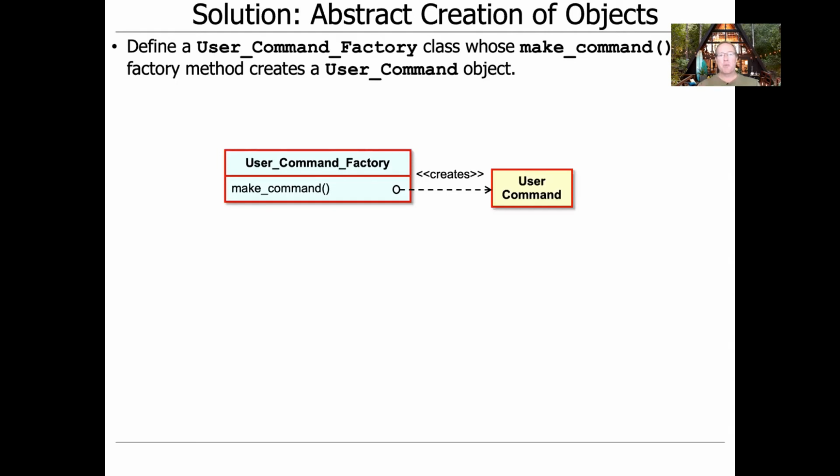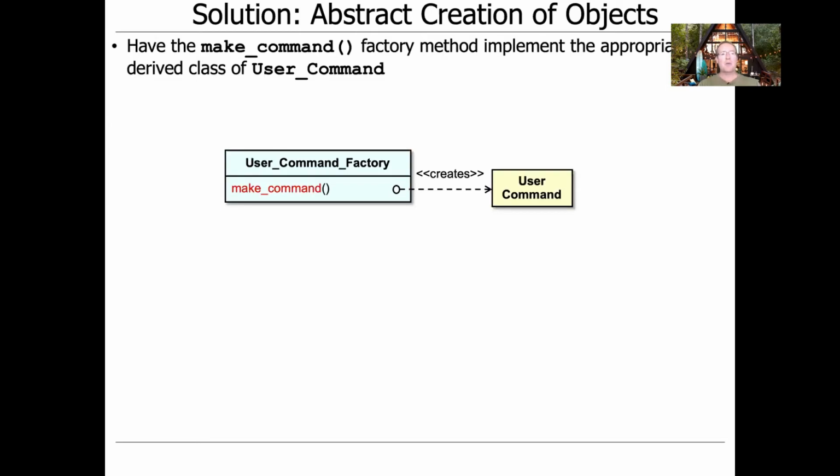And the same thing would be true for the visitors. The same thing would be true for the iterators. So I'm just using the command as an example because we just talked about the command pattern. But be aware that this concept of factory methods applies to anything, not just to commands, of course. So in this case, we have a user command factory with a make command method that makes some kind of user command. And there's a couple different ways to do this.